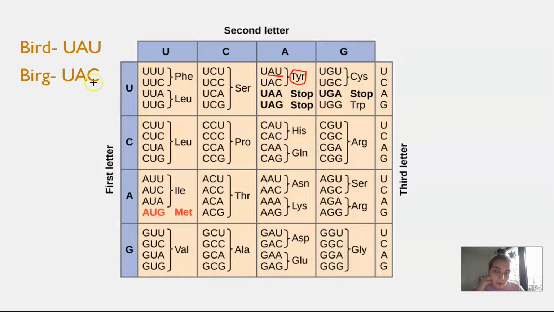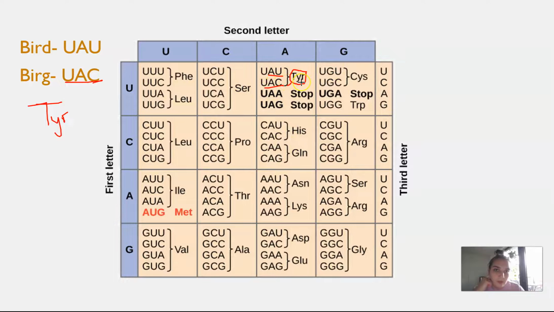But now we have the substitution, and now we have UAC. That is our new codon because of the mutation. On the codon chart, UAC also makes TYR. So they both make the same amino acid, which is why sometimes these kinds of mutations aren't actually that bad, because they still have the same amino acid.